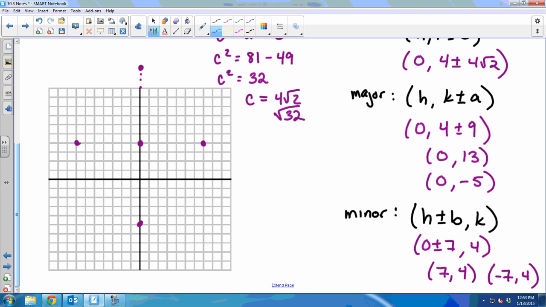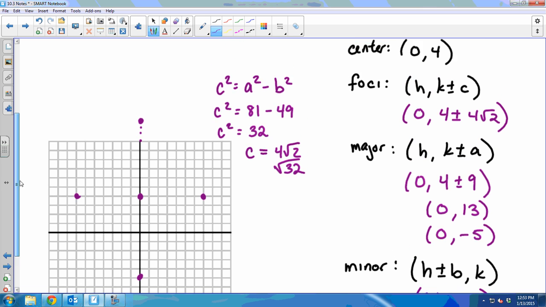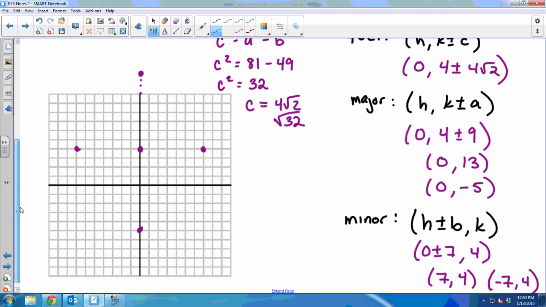Are you getting the 0, 4 from? Yeah, the 0, 4 was the center. And then you do the best you can to draw an ellipse. That's really bad. Everyone know where all those numbers are coming from?